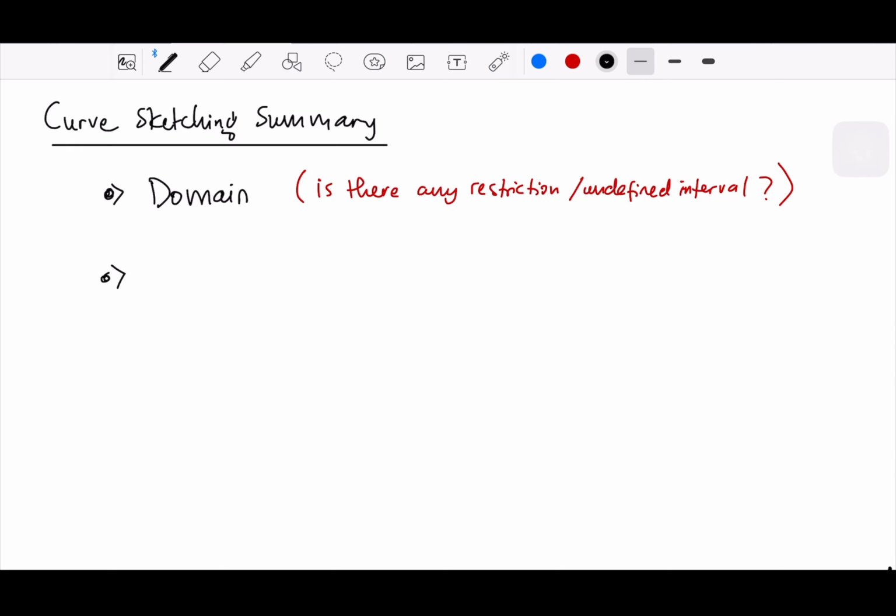The second one is the intercepts. Okay, the one that we did before. So we could later confirm that the curve will touch these points, when x is 0 or when f of x is 0. So we need to check whether we have intercepts or not.